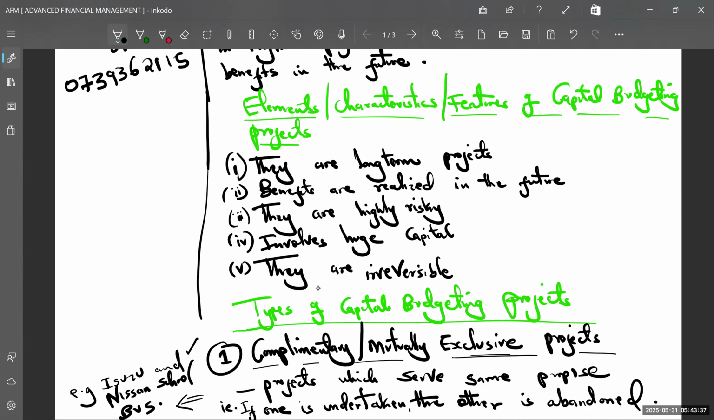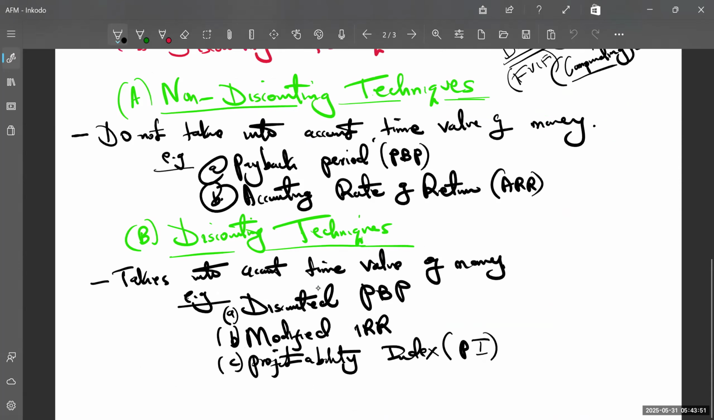That type of investment or project, we call it mutually exclusive. You choose one, you exclude the other, or we call them complementary. They serve the same purpose, and you have to make a choice. That was the first type of capital budgeting projects.